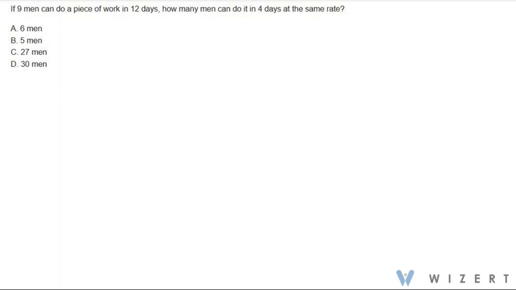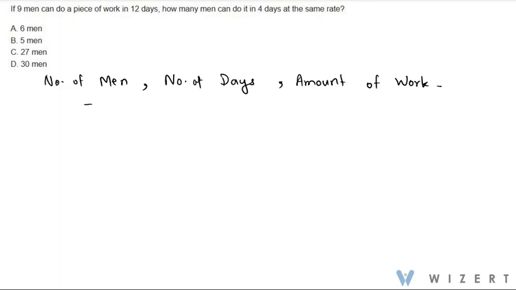So we are given three different parameters: number of men, number of days, and amount of work. Now we are given that 9 men can do that piece of work, that is the complete piece of work, in 12 days.